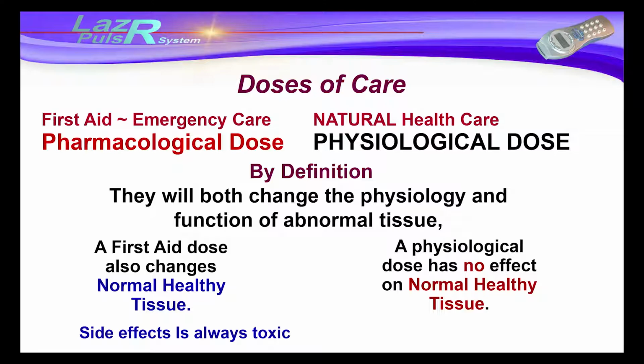Where natural health care is what you may call a little more of an intelligent form of health care, because it's able to differentiate between normal and abnormal tissue and only affects the abnormal tissue. And since there is no effect on normal tissue, there is virtually no side effects or toxic dose with this form or dose of therapy.